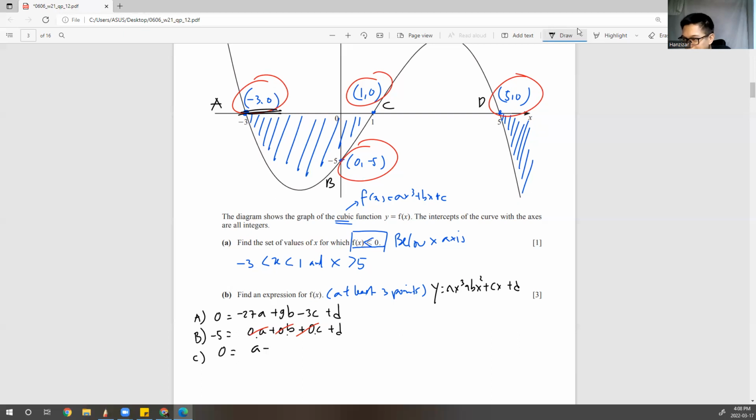Okay, so A plus B plus C plus D, right? Piece of cake for 1. Now the hardest one, because it has to be 5. So 0 again equals 125A plus 25B plus 5C plus D.